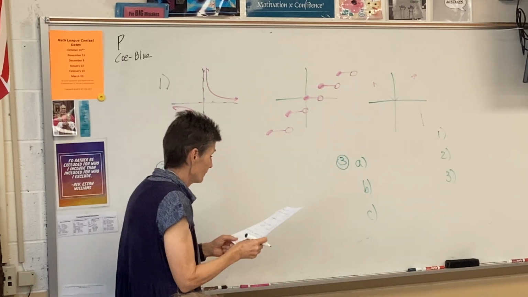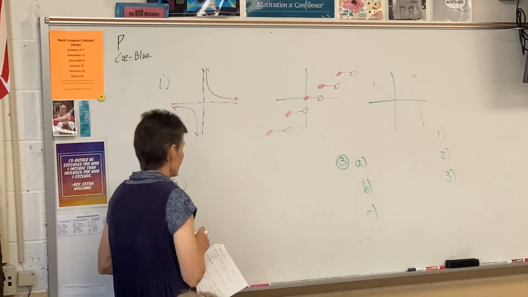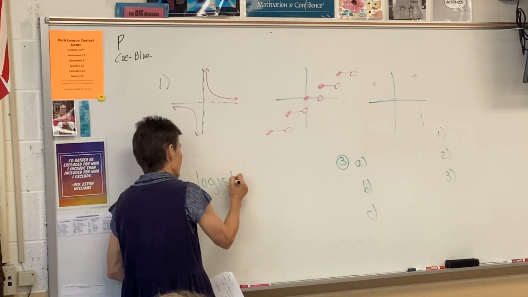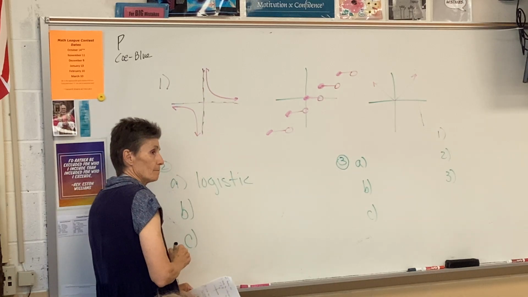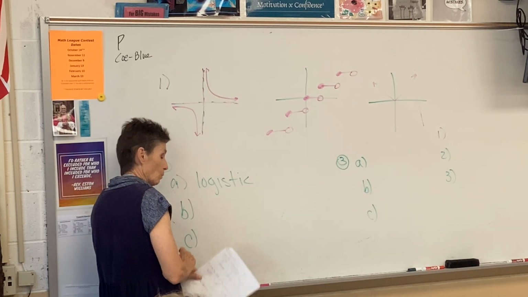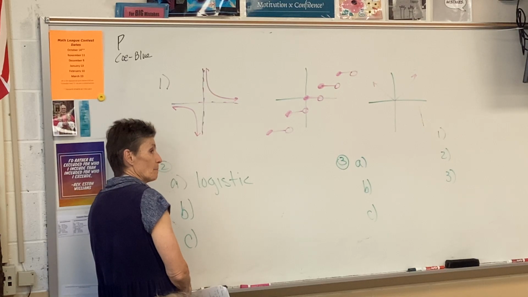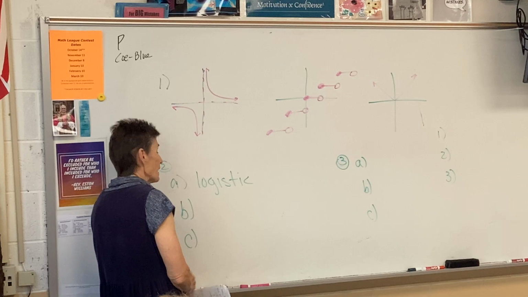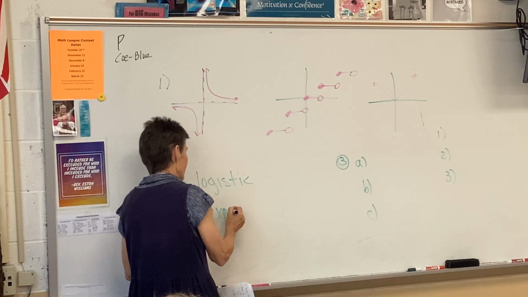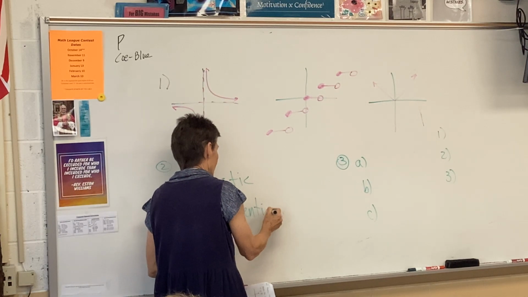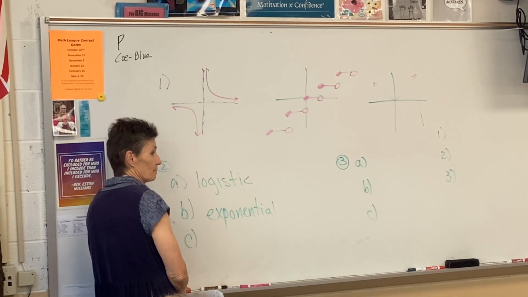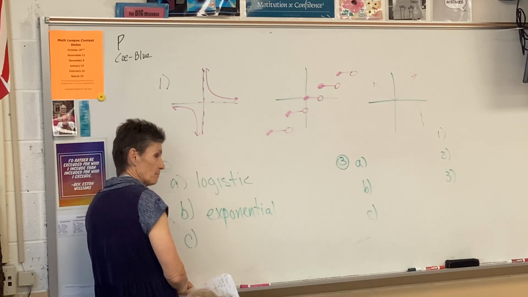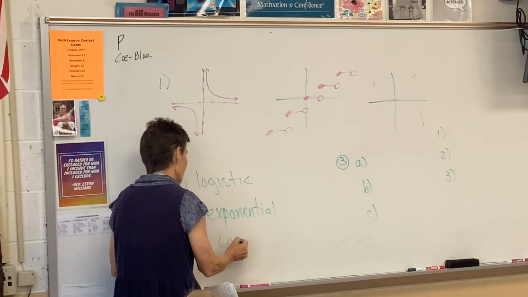All right, here we go. Write the name. What's A? Logistic, right, logistic. What's B? Exponential. And C? Cosine. Cosine, yeah.